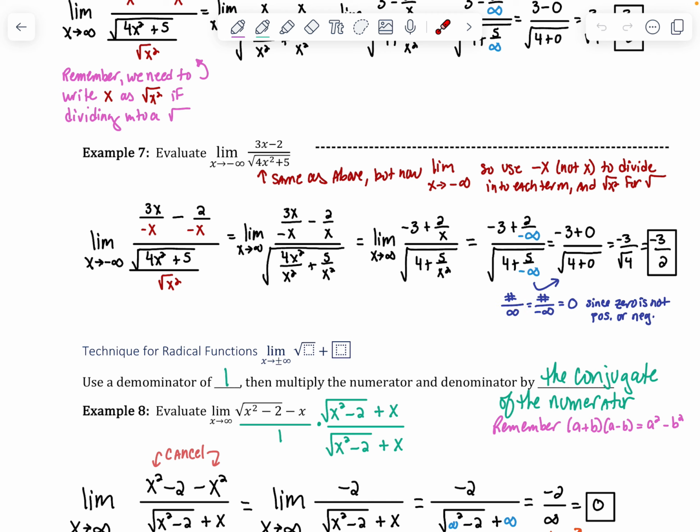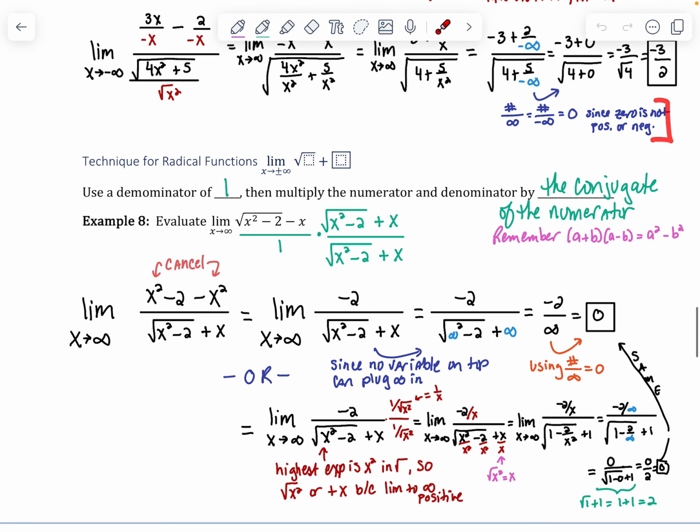But whether you've got a number over positive infinity or a number over negative infinity, the result is still 0 because 0 is neither positive nor negative. Last example to look at.